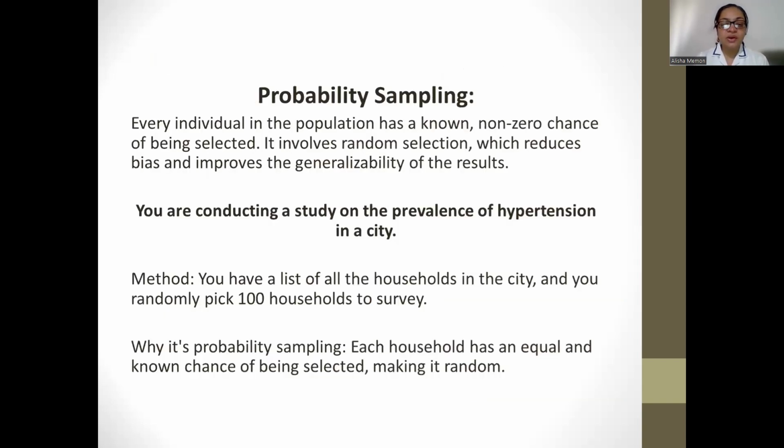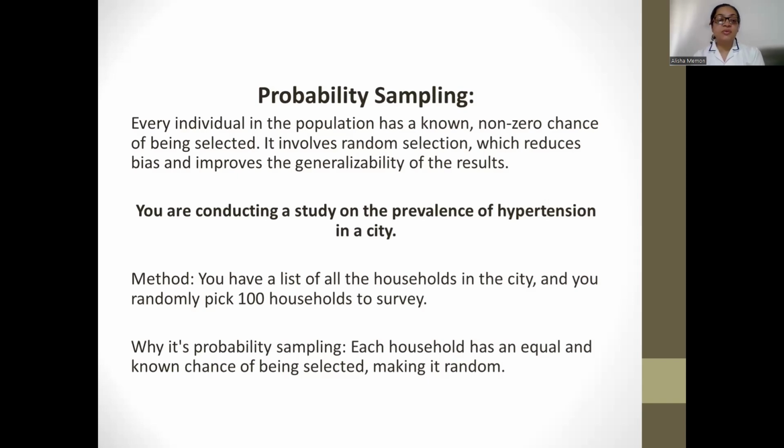We are going to talk about the different sampling techniques. Broadly classified are two sampling techniques. One is probability sampling and the other one is non-probability sampling. Talking about probability sampling, every individual in the population has a known or non-zero chance of being selected. It involves random selection, which reduces bias and improves the generalizability of the results. This is what probability sampling is about.